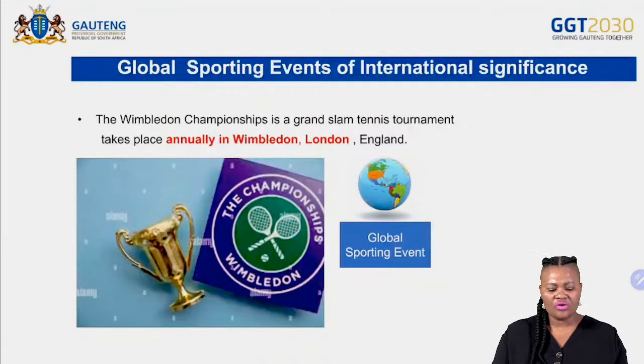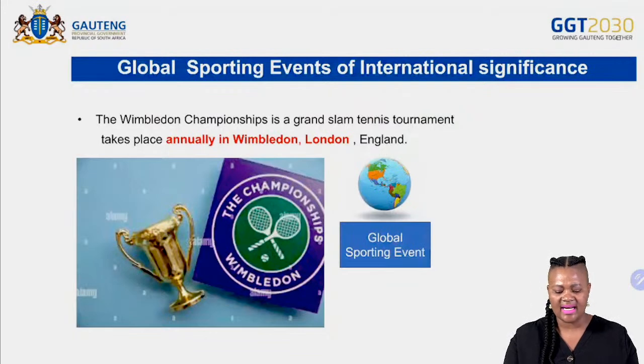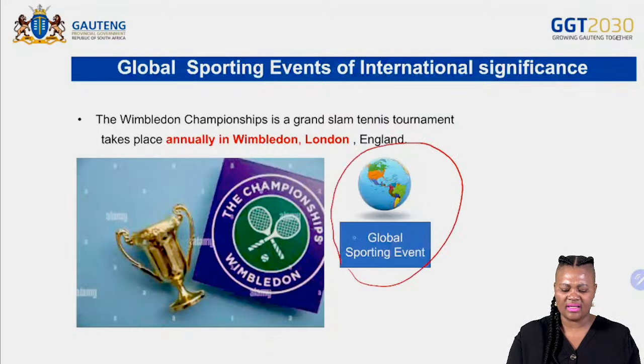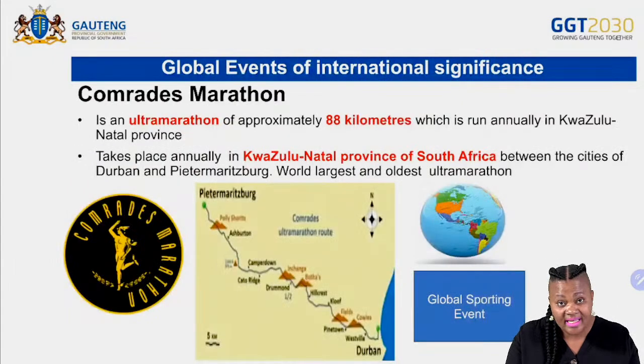And then we've also got the Wimbledon Championships. It is a Grand Slam tennis tournament. It takes place annually in Wimbledon, London, England. And then you can see over here, I still indicated that's a global event. Please also familiarize yourself with the logos or the images of these global events and global sporting events.